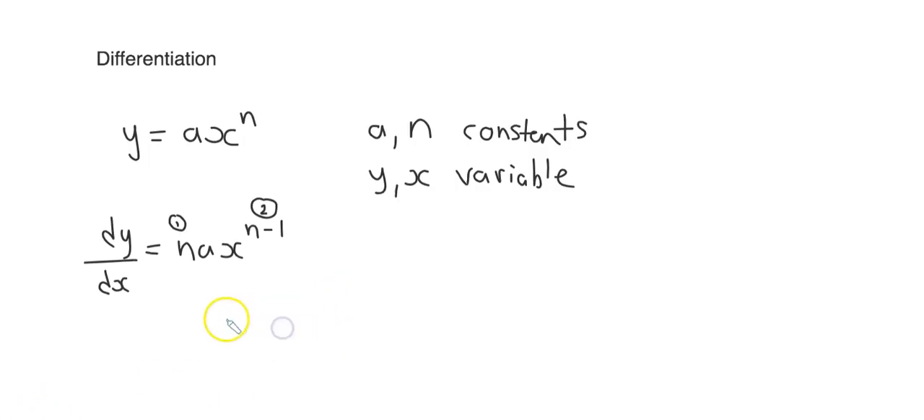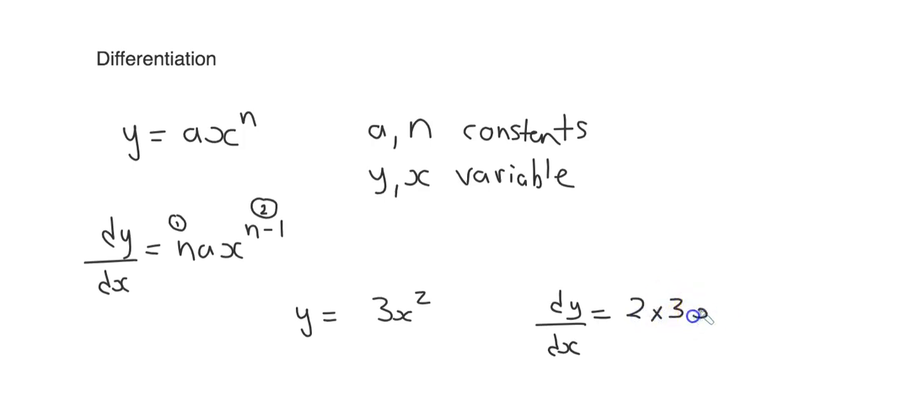So for example, if we had the equation y is equal to 3x squared, and we want to get dy dx, the first step is to bring the power down the front, so that'll be 2 times the 3, and then you take 1 away from the power, so 2 minus 1, and then if you neaten that up, that will be 6x.